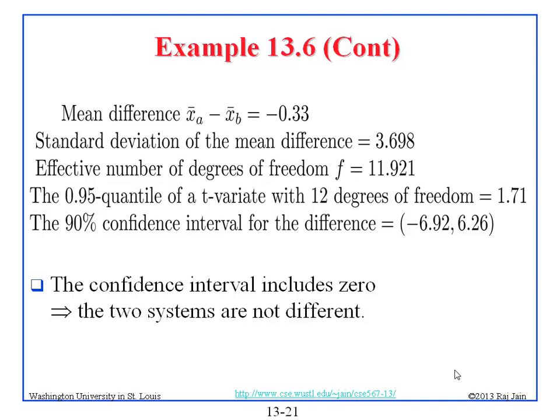Which is actually not that different. Actually, I could have just used 12 there because we had 6 observations. But anyway, 11.921, and because that degrees of freedom is not listed anywhere, we take it as 12. So we go to the table with 12 degrees of freedom and 0.95, and we find 1.71, and therefore we find the confidence interval for the mean. And now after reading this confidence interval, we notice that the signs are different, and therefore the confidence interval includes 0, and therefore the two systems are not different.